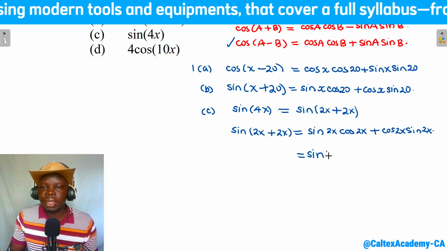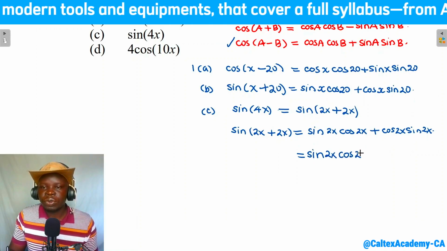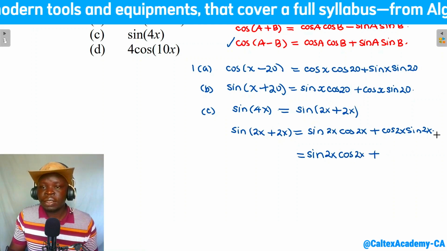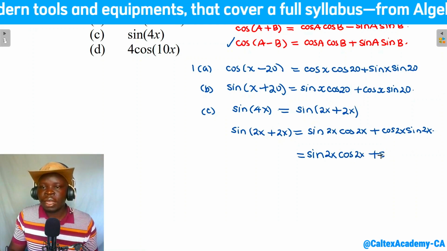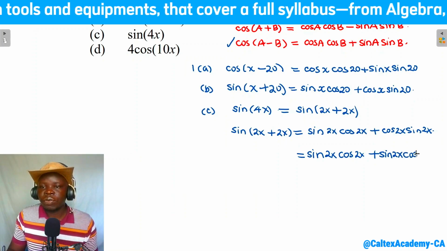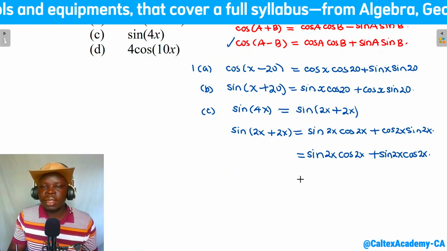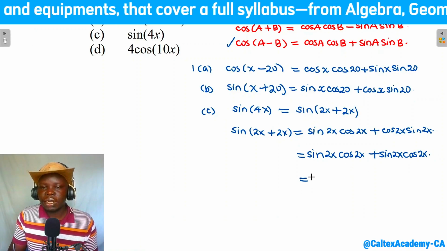Now the first term here remains the same, that is sine 2x times cos of 2x, and then plus, this time I'm starting with this, and we have sine of 2x times cos of 2x. Clearly you can see they are really looking the same. Then from algebra, you just add the two together.